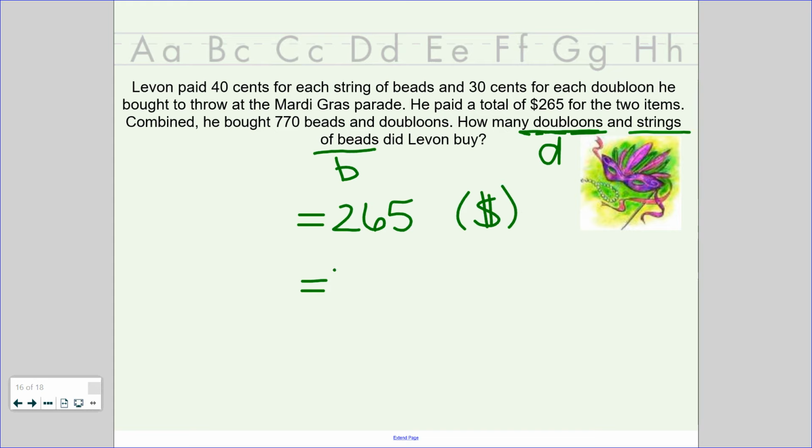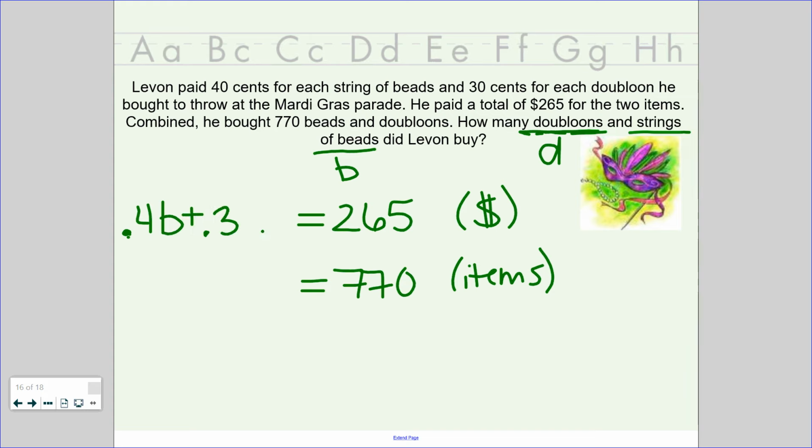And the second total is how many items he had. So that's helpful to know because that can help you sort through the remainder of the information. It says at the top, he paid 40 cents for a string of beads and 30 cents for each doubloon. So the dollar equation will probably be where that information is going to go because we're talking about cost per item. 40 cents, make sure you have either a 0.4 or a 0.40 there. And that was for each string of beads, plus 30 cents for each doubloon was 265 total.